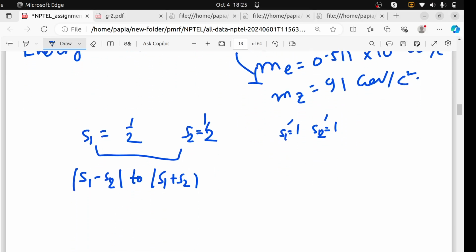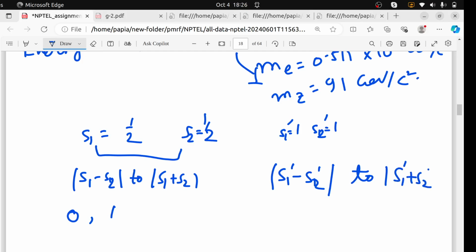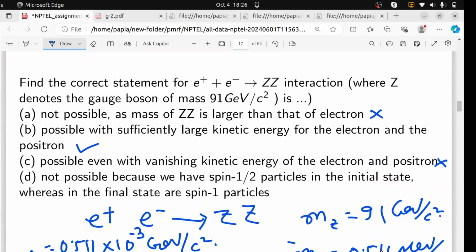So what will be the value for that? S1 minus S2 means 0, S1 plus S2 means 1. So 0 and 1 can be the possible values of spin angular momentum. Now coming to the right hand side, from |h1 minus h2| to h1 plus h2. For this case, what is the value? 1 minus 1 is 0, 1 plus 1 is 2, and 1. Now you can see 0, 1 on the left and 0, 1, 2 on the right. That means it can be possible. No problem on that. So option number 4 is not correct. The correct option is only B.